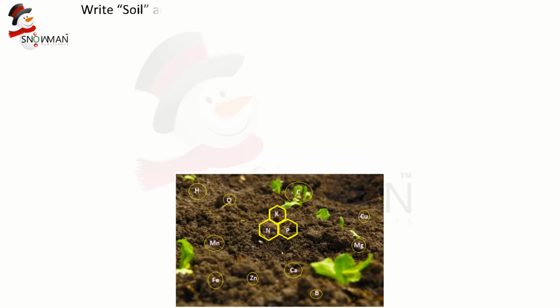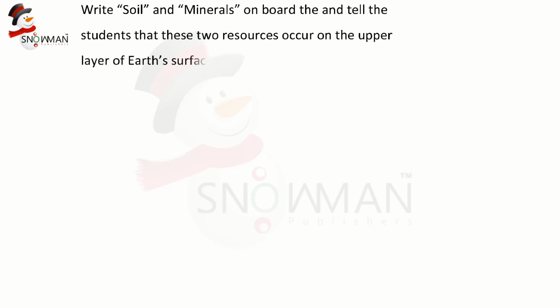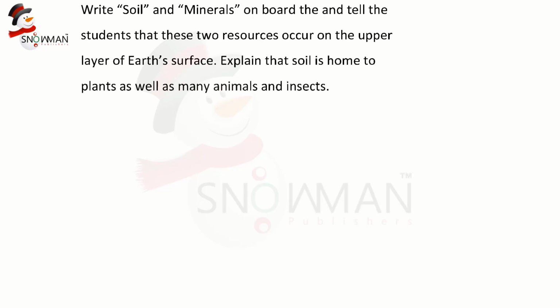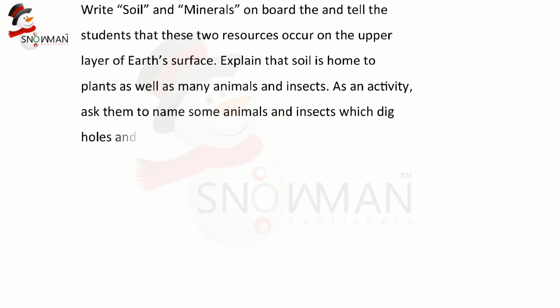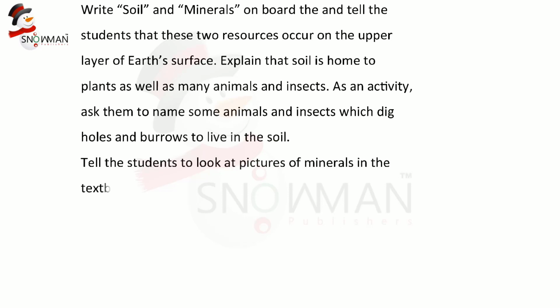Write soil and minerals on the board and tell the students that these two resources occur on the upper layer of Earth's surface. Explain that soil is home to plants as well as many animals and insects. As an activity, ask them to name some animals and insects which dig holes and burrows to live in the soil. Tell the students to look at pictures of minerals in the textbook.